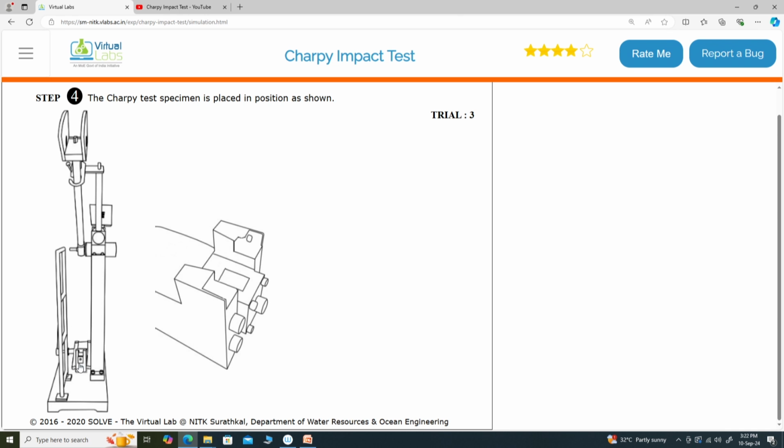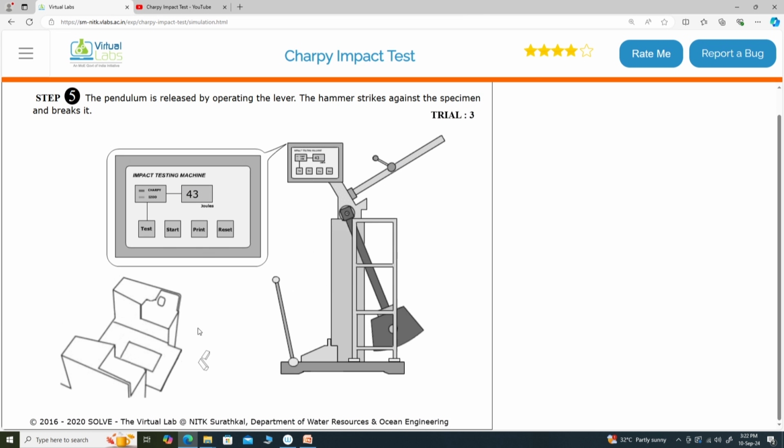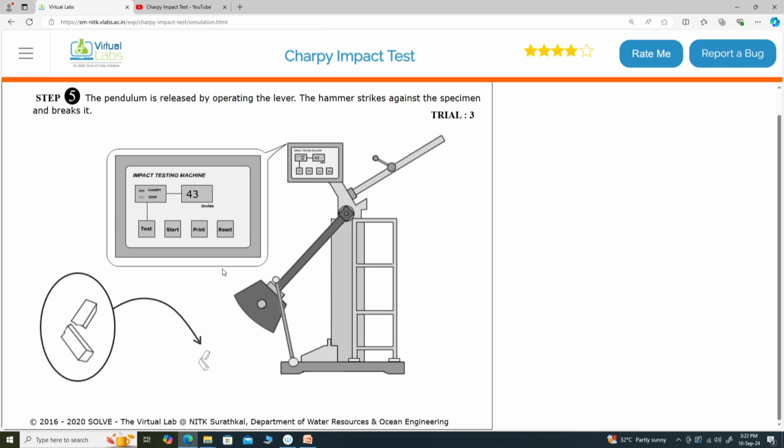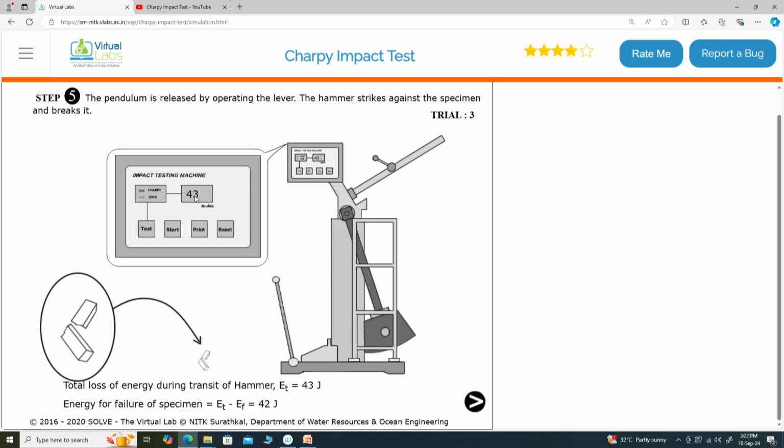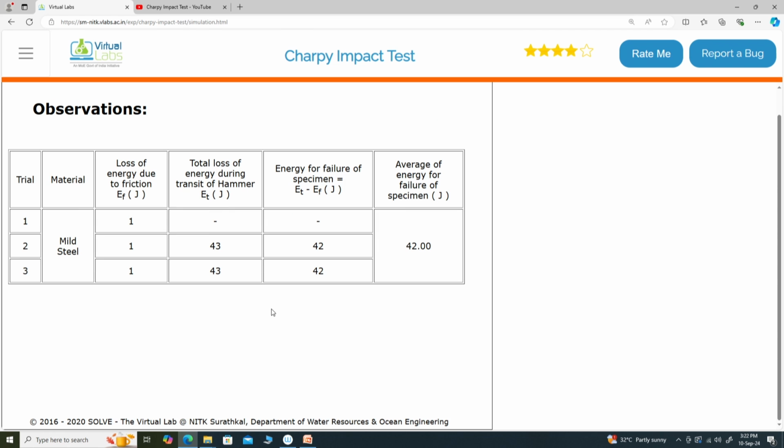Third trial, again I will mount the specimen. Mounting is just keeping the specimen so that it is exactly at the center. Then we conduct the test in a similar fashion. Again the specimen is broken, and the energy lost here is 43 joules. Again the same energy has come. It could be different, maybe 44 or 42, but again we have gotten the same values.